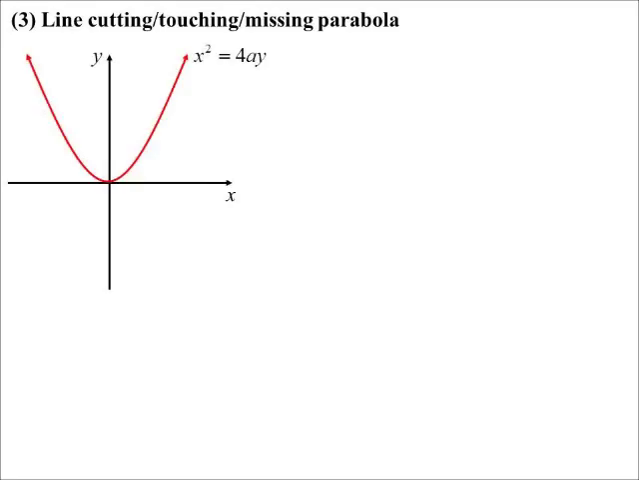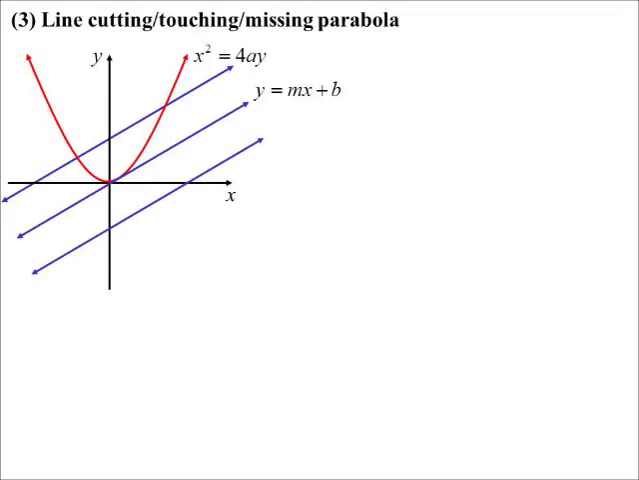Okay, let's look at this idea of lines cutting, touching, or missing the parabola altogether. So there's our parabola. So to say, if I was to draw a line, it could do one of three things. It could cut through the parabola, it could touch the parabola, or it could miss it altogether. So I'll just give it our general form, y equals mx plus b. Now if I was to say to you, find the point of intersection, well, we'd solve them simultaneously.